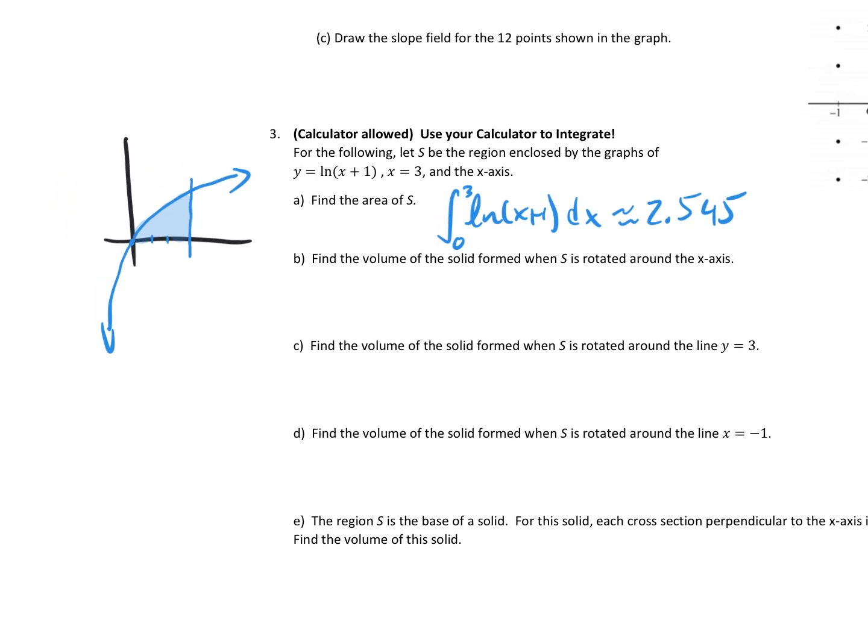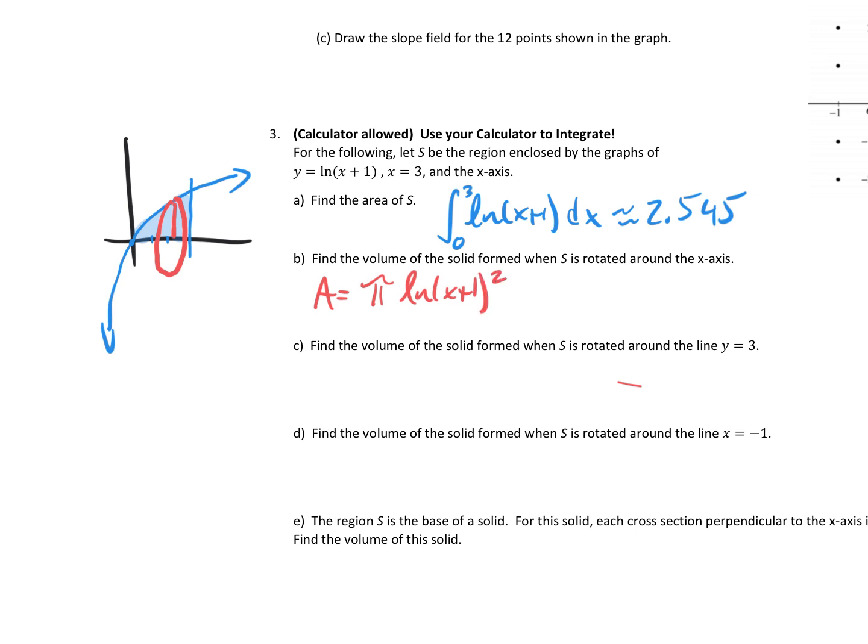Okay. How about if we revolve this around the x-axis? Well, we're going to take that and revolve it around the x-axis here. So it's going to look like that. Okay, so there's our cross-section. So our radius is just the function here, so our radius is f of x. And so we're going to take a slice. So we think about the area. The area of that circle is going to be pi times the function squared, f of x, which is natural log of x plus 1.